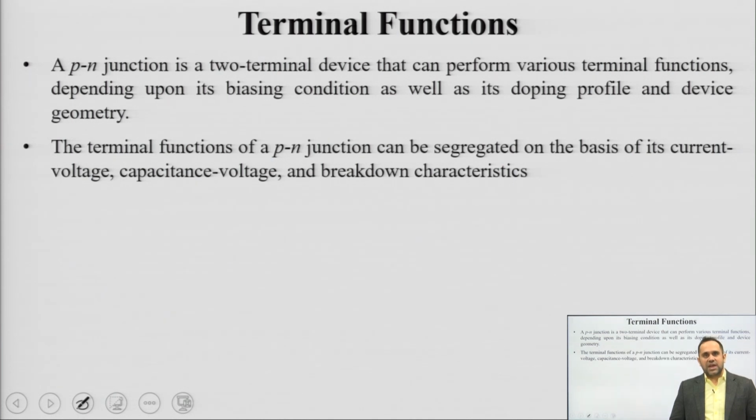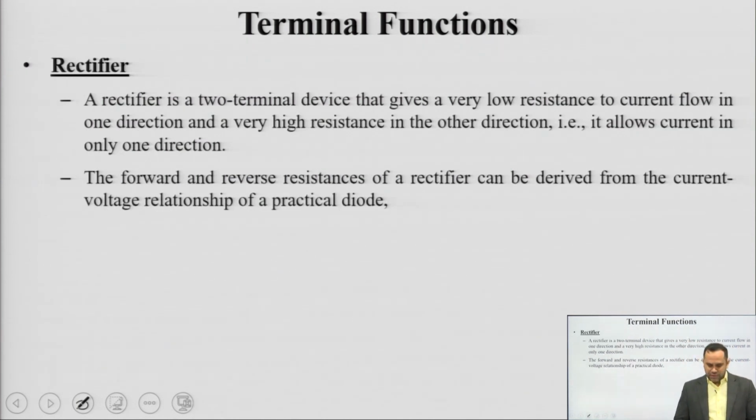So, the aim and objective of today's lecture is to study various terminal functions which a PN junction can implement or execute. Let us start with the first one. Many of you would know that a PN junction diode can be used as what is known as a rectifier. A rectifier is also going to be a two terminal device. It gives very low resistance to current flow in one direction and very high resistance in the other direction.